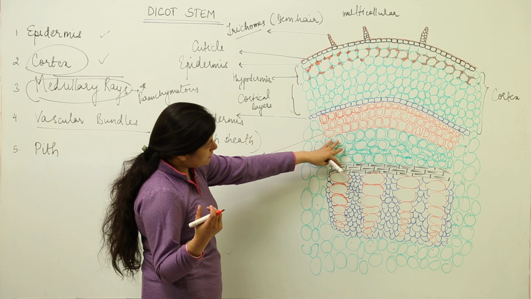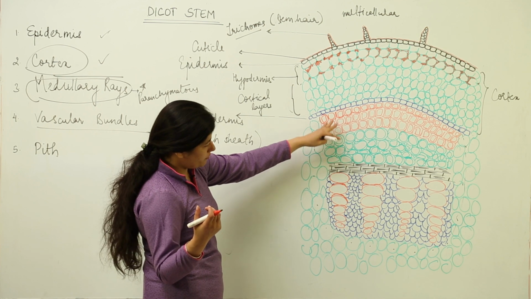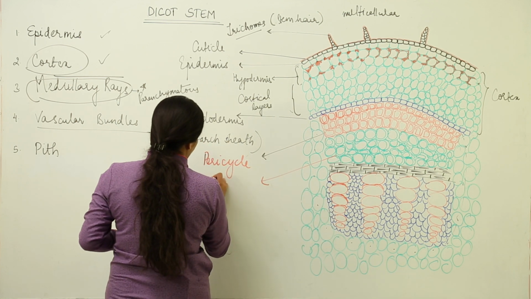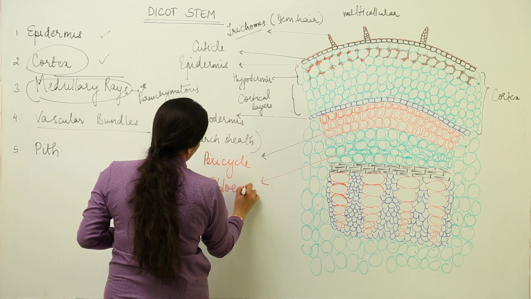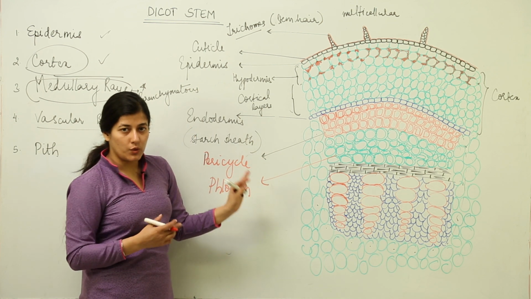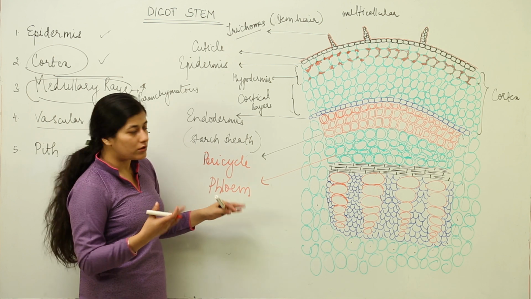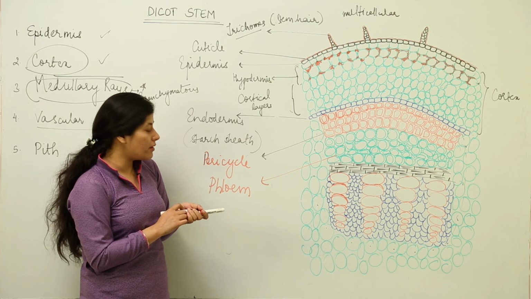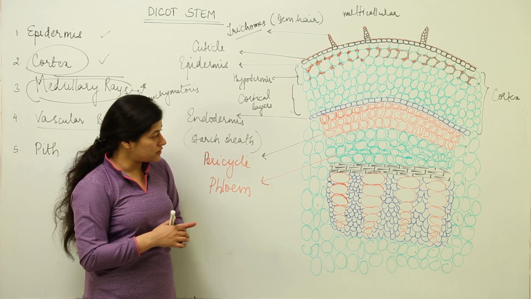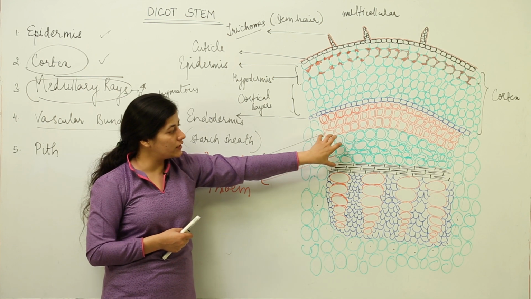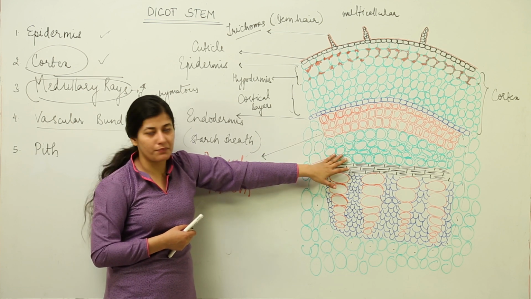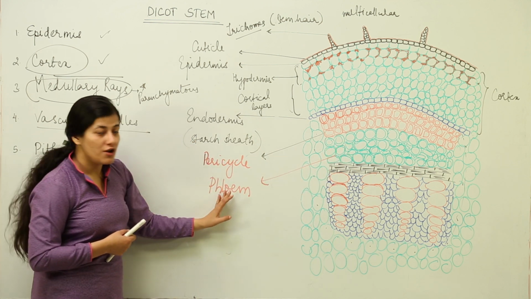Moving further, beneath the pericycle, we have phloem. Now, phloem is the complex tissue that has 4 types of cells. I need not make you recall, still we can remember them: companion cells, sieve tube cells, phloem parenchyma and phloem fibers. So, the region which is responsible for conducting the food material within the plant stem lies below the pericycle, and that is known as phloem.